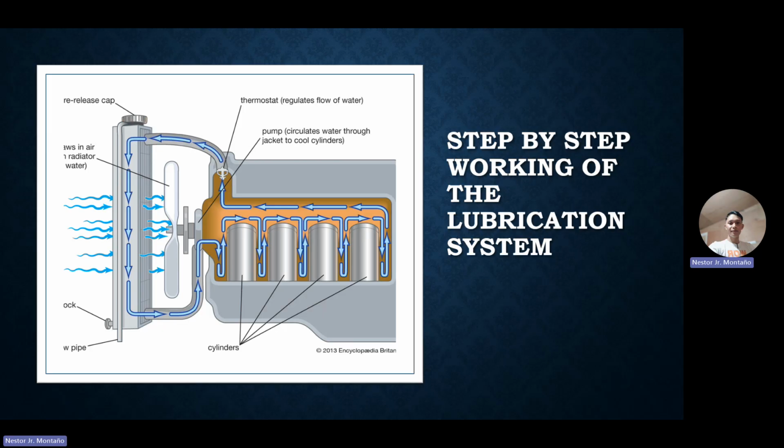Next step, the heat dissipation in the radiator. The heated coolant reaches the radiator, where it releases heat into the surrounding air. The radiator consists of thin tubes and fins that maximize surface area for heat dissipation. And the next step is the cooling fan assistance. If additional cooling is needed, electric or mechanical fans activate to increase airflow through the radiator, speeding up the cooling process.